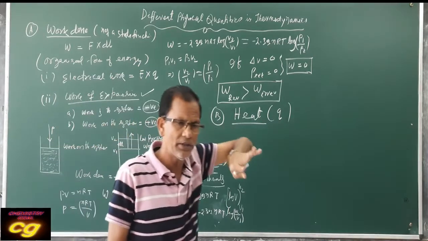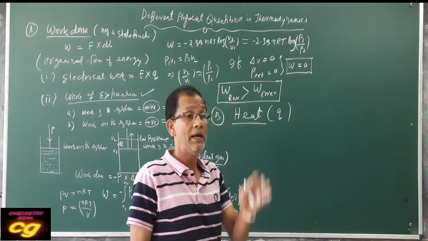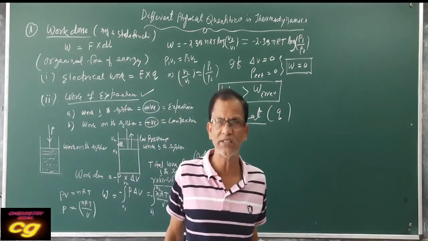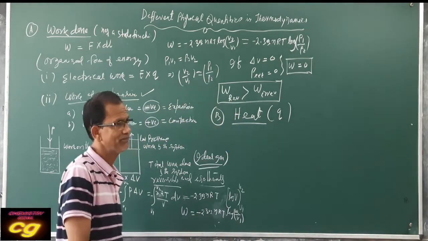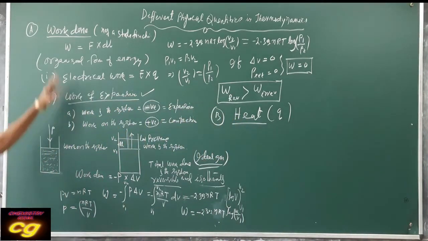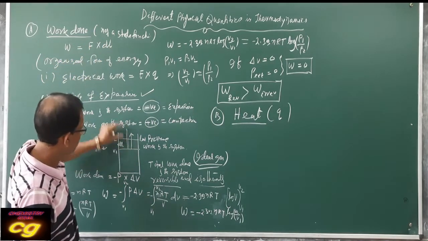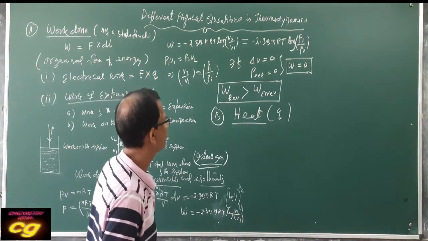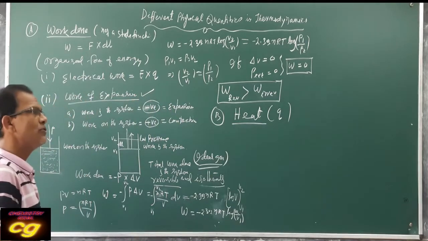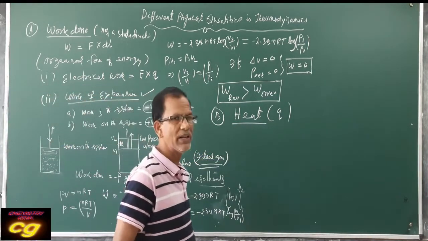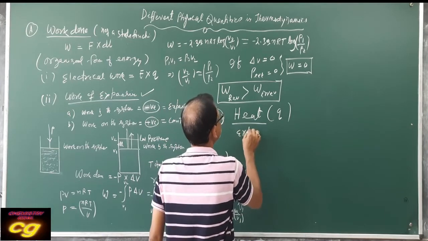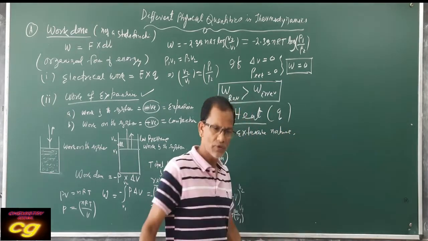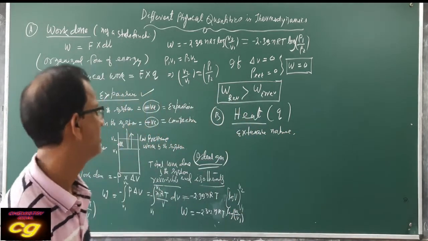If a physical quantity only depends upon the initial value and final value, without the path of progress, that is called a state function. It does not depend on the path. As work done depends upon the path, it is not a state function. And heat is also an extensive property, which means the amount of heat depends upon the amount of mass.